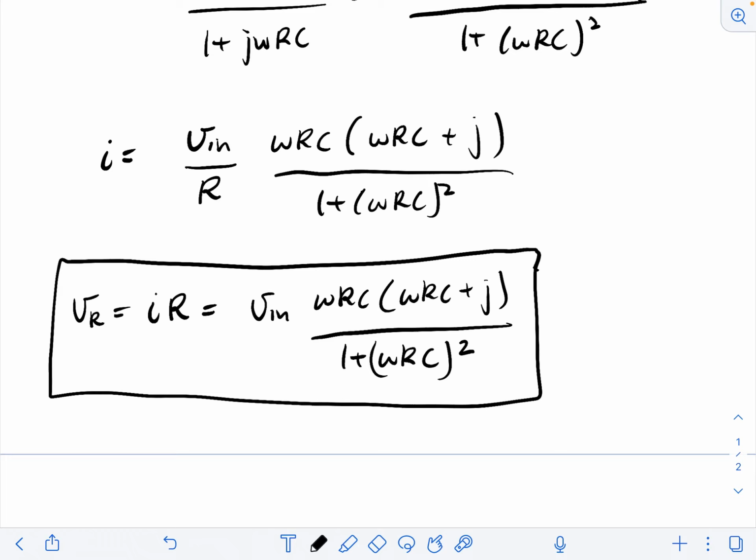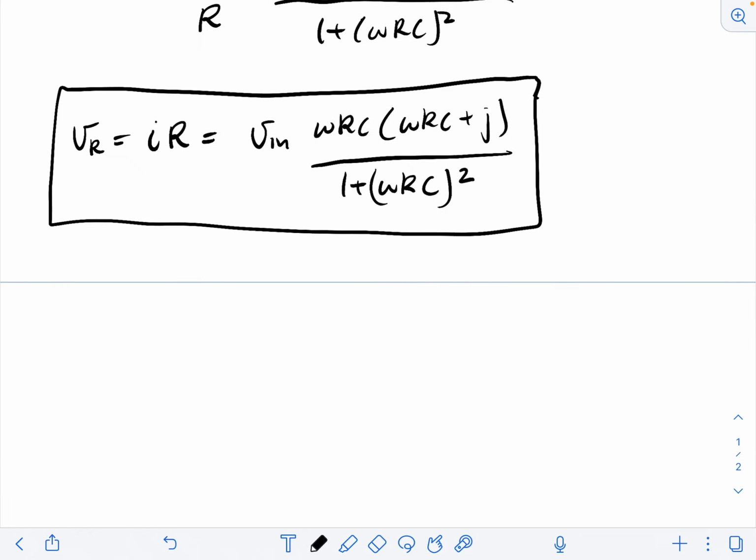It's a complex number, and so we're going to try to interpret or remind ourselves what is the meaning of a quantity when it's complex. So to do that, I'm going to go back and remember we expressed the voltage across the resistor as some amplitude e to the j (omega t plus phi), and the input voltage as some amplitude e to the j omega t.